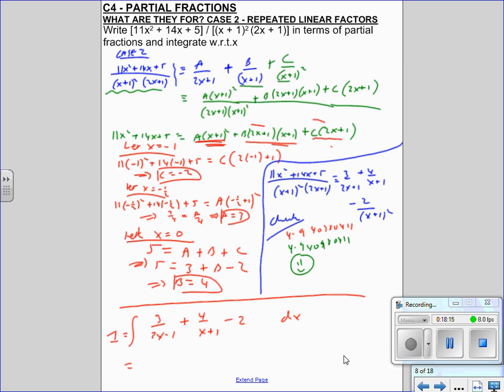First one's obviously ln, so that's 3 over 2 ln mod 2x take 1. Second one's obviously ln. Third one, integrating this. This is not ln, because with the chain rule, the 2 would come down, the x plus 1 would stay, always the power of 1. So we would use the next thing on our list, which is reverse chain rule.